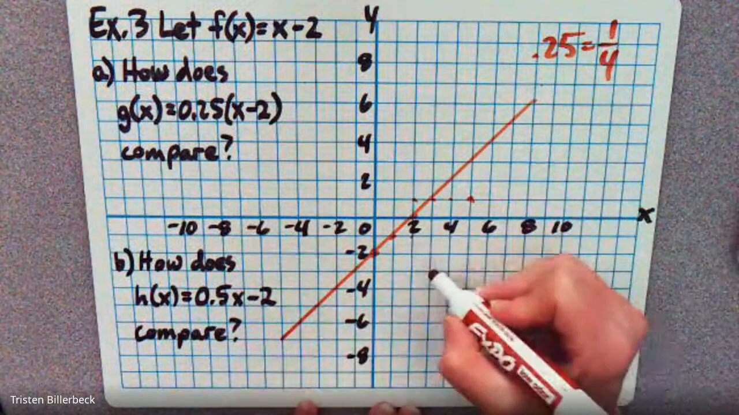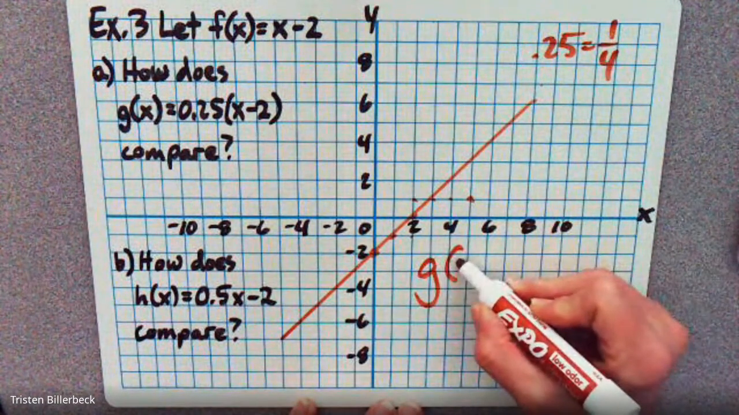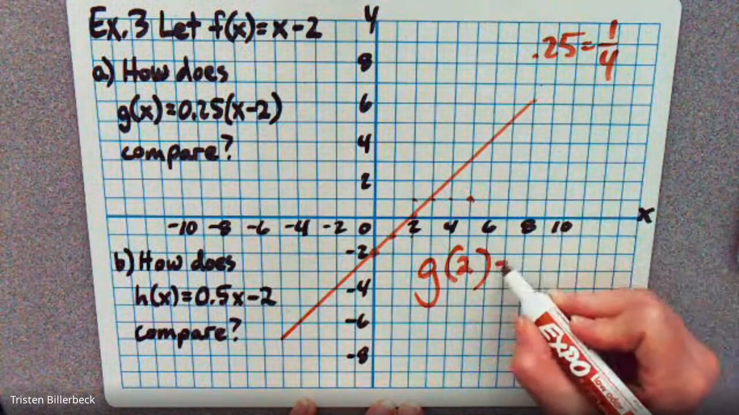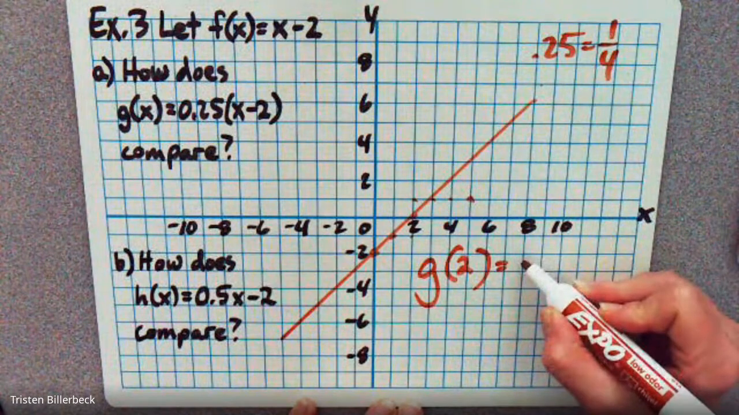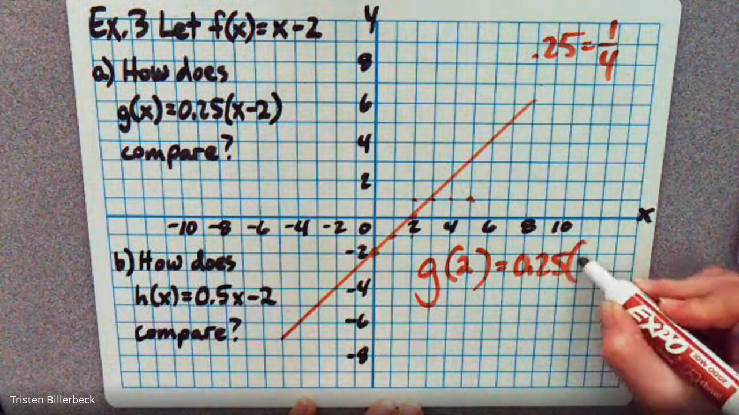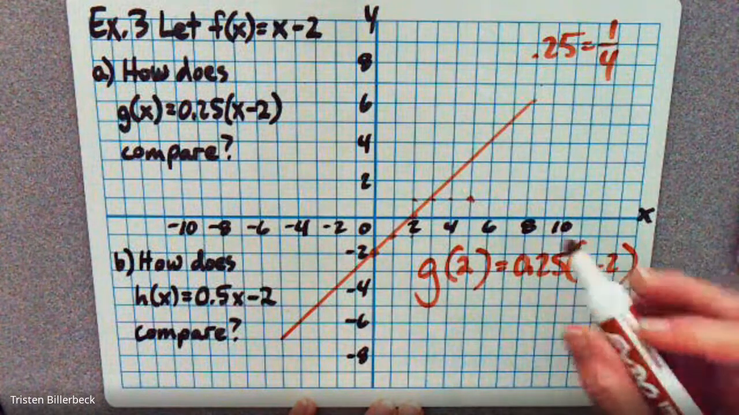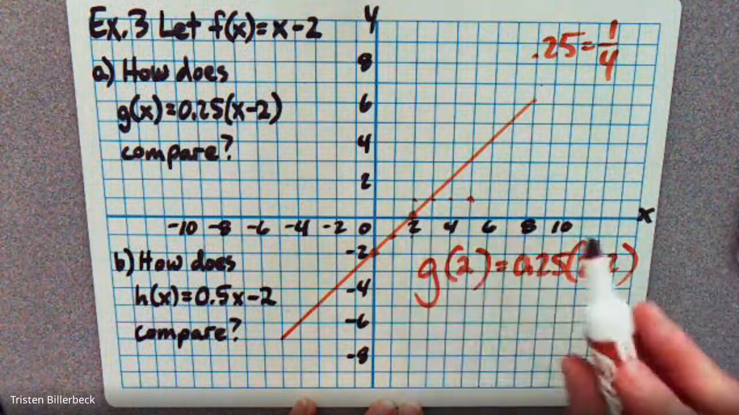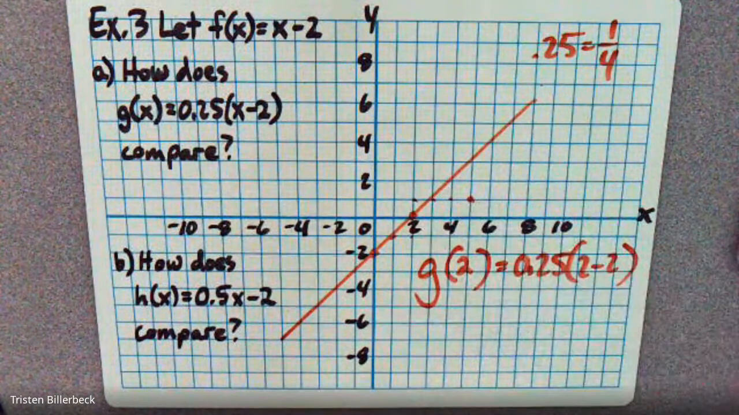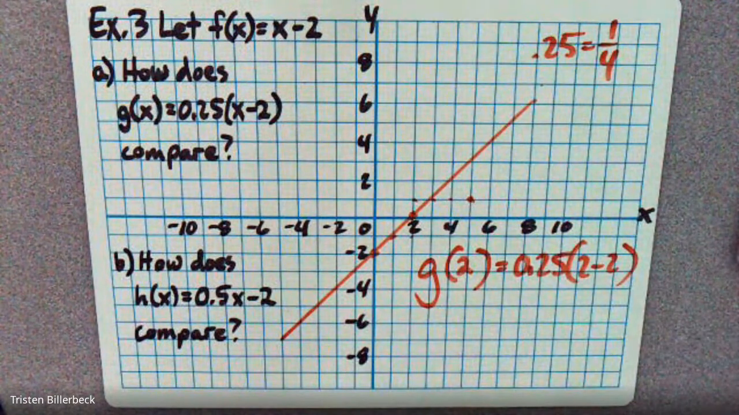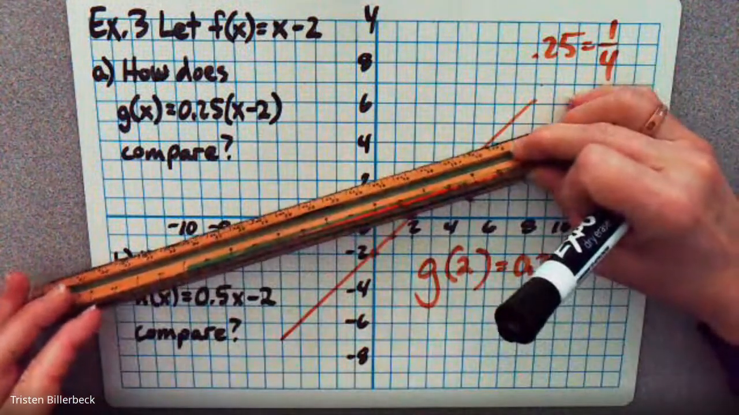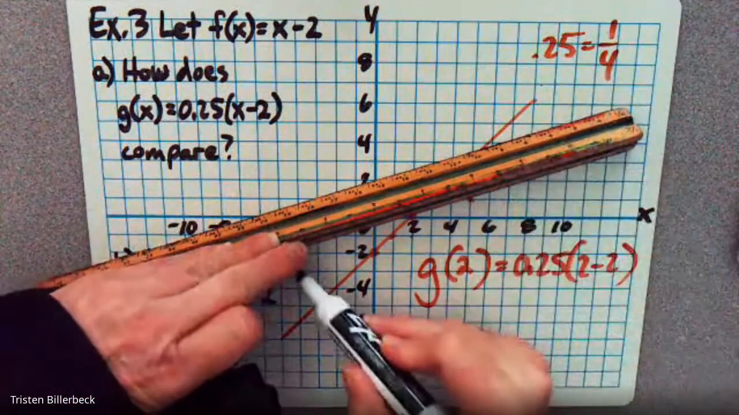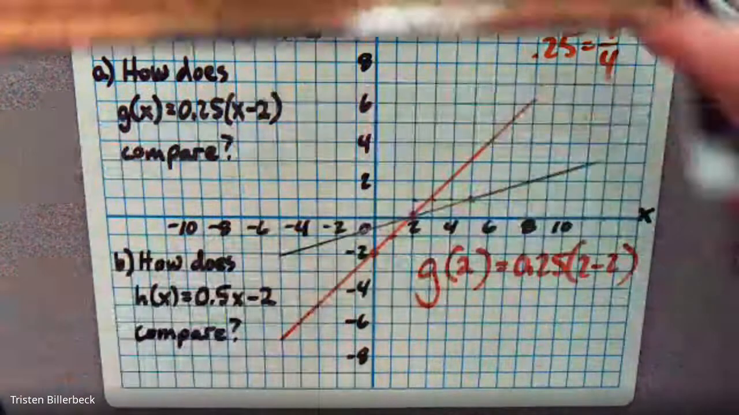If that's correct, when we put G of 2 in there, we should get 0.25 times 2 minus 2, which gives us 0. So at G of 2, we have 0 here still. That's why I knew where to start there. For the next point, we just take the slope over. What that gives us is a new line that is compressed, between the original line and the y-axis.